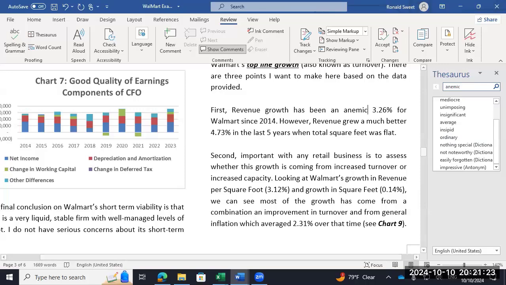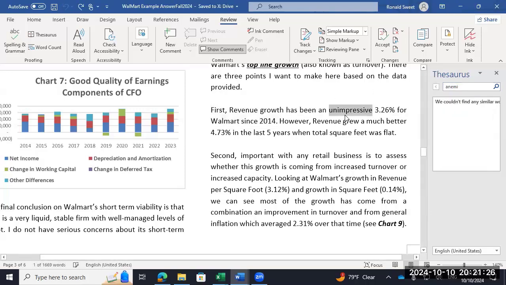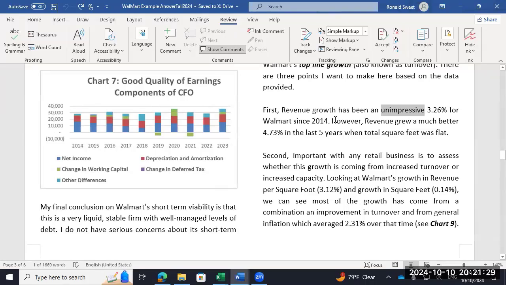Insignificant, average, insipid, ordinary, nothing special, but you can use a thesaurus if you want to. But make sure it fits. Don't say an unimpressive 27% growth in sales. Find a word that works. Respectable. If it's negative, find some negative word in there, make sure it fits what you're doing there. Think about the industry as well. This is retail. We're not talking about AI chips here. So, 3.26 doesn't sound strong, but it doesn't sound horrible. 3% for NVIDIA would be like the worst year ever. So, think about it in terms of the industry.